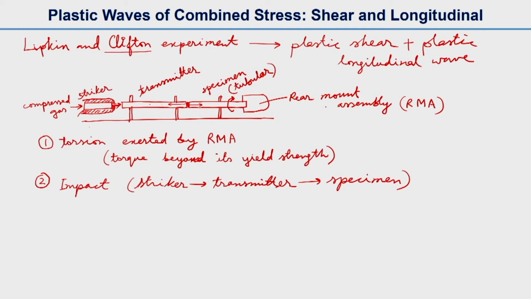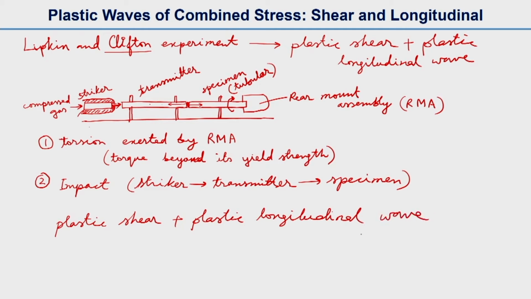And then this rear mount assembly will produce the torsion. So that means both plastic shear and plastic longitudinal wave will be generated in this experiment.